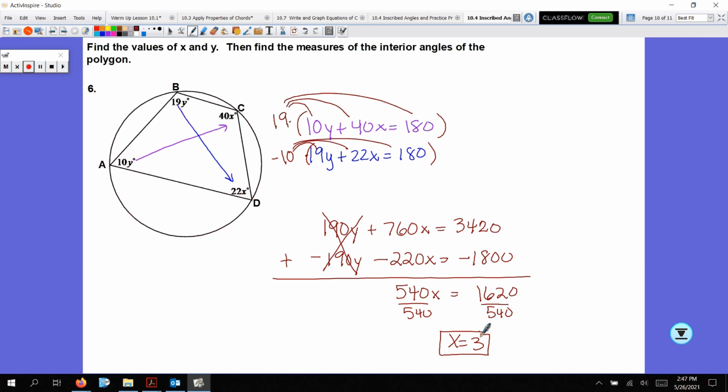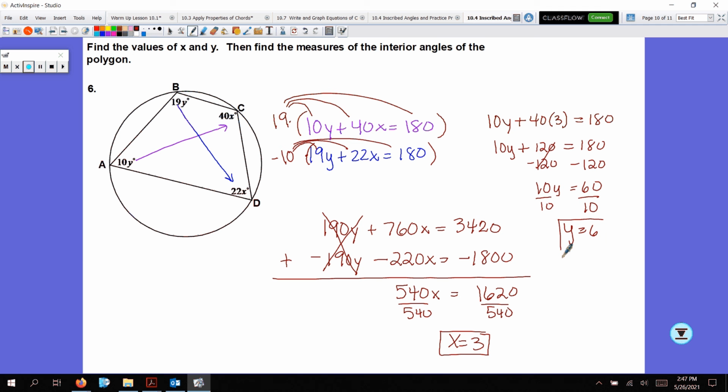Whew, that was crazy. But we aren't done yet, boys and girls. We got to plug it back in because we got to find y. I'm going to use this top equation. So 10y plus 40 times x, which is 3, equals 180. 10y plus 120 equals 180. Subtract 120, and I get 10y is equal to 60. Divide by 10, y is equal to 6. Whew, there we go. See, that wasn't too bad.